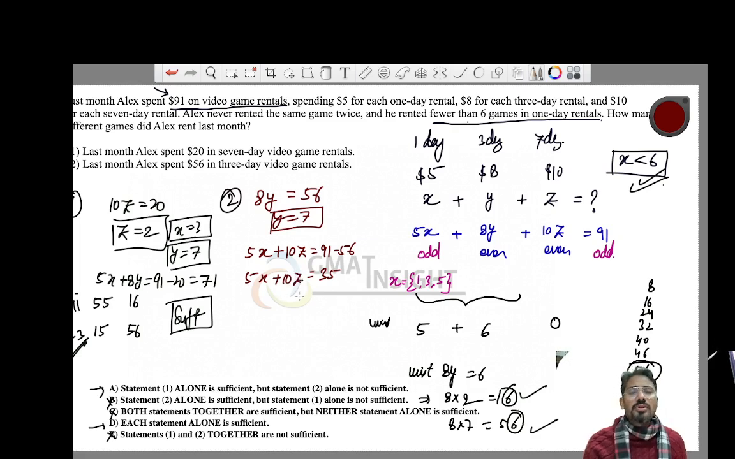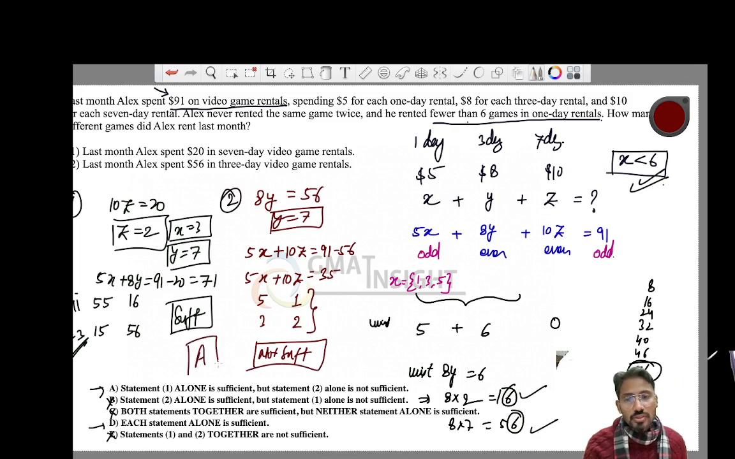Now the problem is that if z is equal to 1, x could be equal to 5 because 25 plus 10 is 35. If z is equal to 2, x could be equal to 3. There are two possible solutions, and therefore since we have multiple solutions, it is not sufficient. First alone is sufficient, second is not. Therefore the answer is option A.